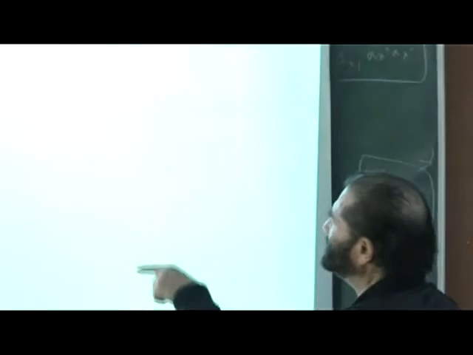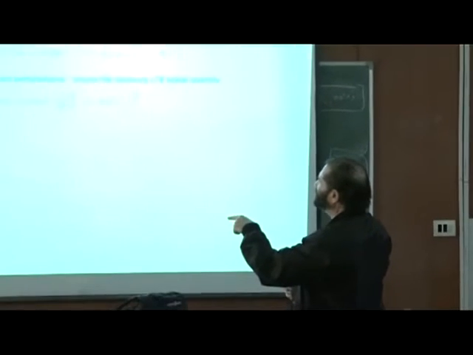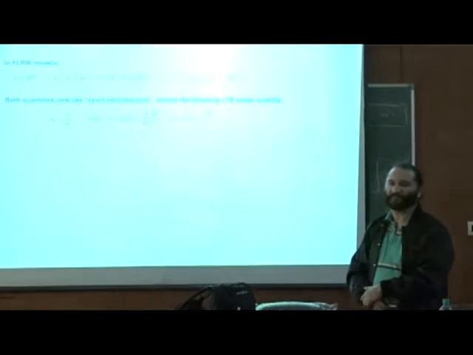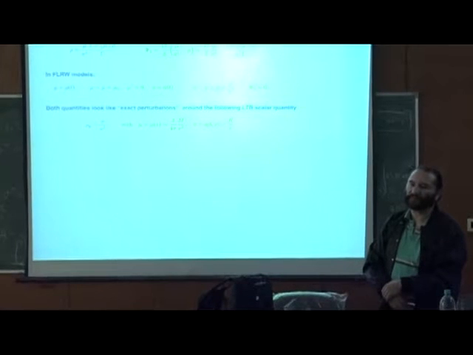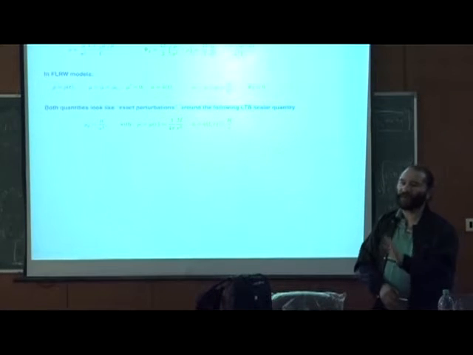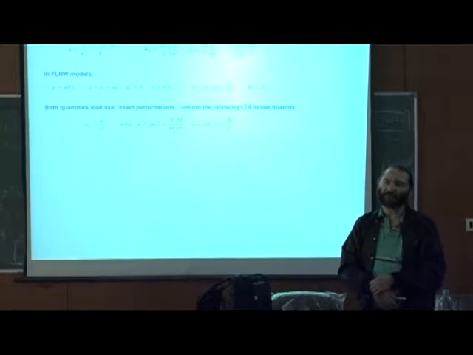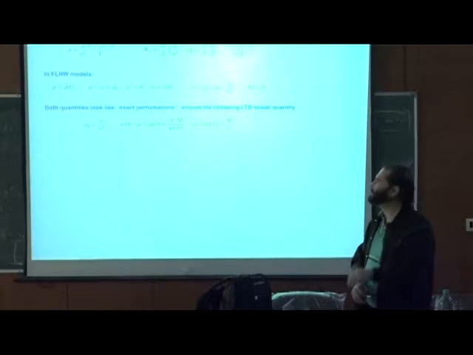So both quantities look like exact perturbations around the following scalar quantity. Notice that we can call this quantity mu divided by a cubed. We're going to call it rho with a subindex cube, because it's an energy density. For the time being, it's just a name, but this name will be justified.